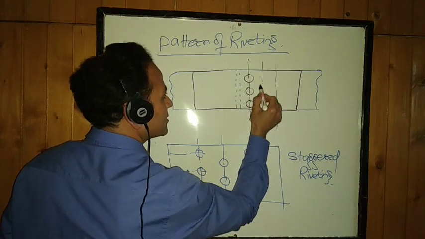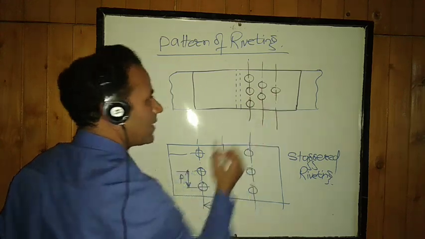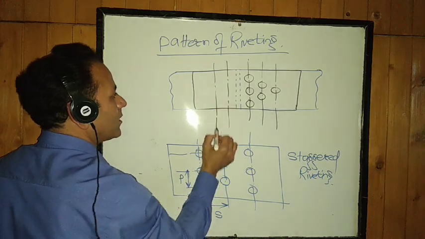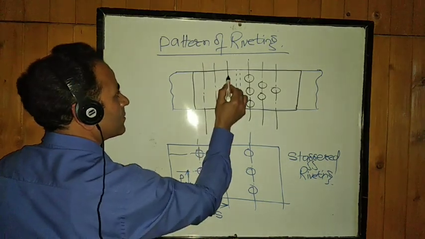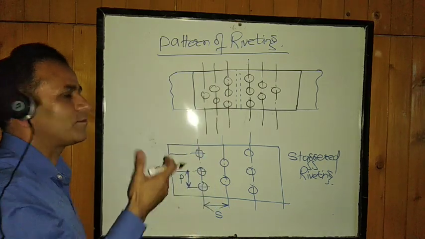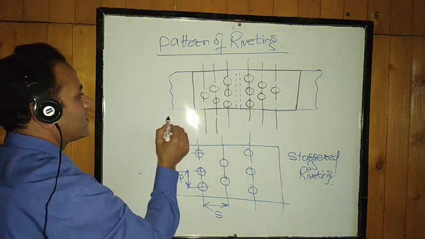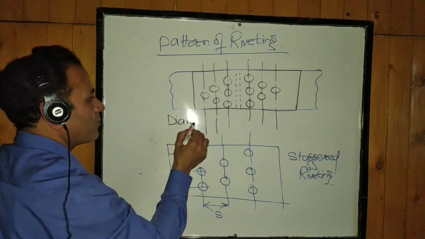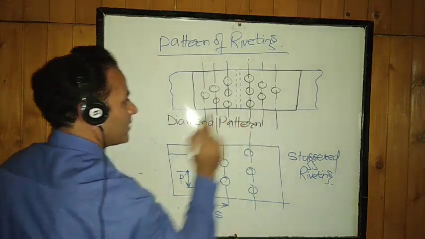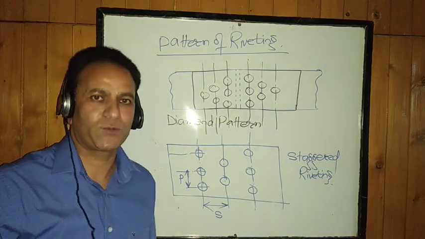I am providing 3 rivets here, then 2, then 1. Same pattern on this side of the joint. Again 3 here, 2, then 1. So this forms a diamond pattern. This is called the diamond pattern of riveting. But this is possible in the case of butt joints only.